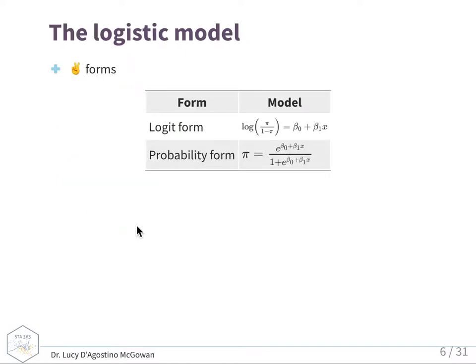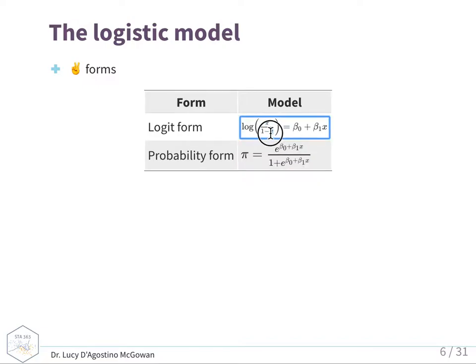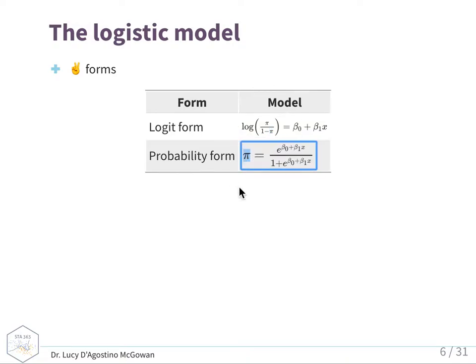So the logistic model has two forms. The logit form, which is the log of the probability over 1 minus the probability, which is equal to beta 0 plus beta 1x, and so this gets it into that linear form. Or there's the probability form, so that pi is equal to e to the beta 0 plus beta 1x over 1 plus e to the beta 0 plus beta 1x. And again, when I'm saying pi here, in the previous slide I called this p of x. This is the probability that y equals 1 given x. So this is not pi like 3.14, this is just probability.